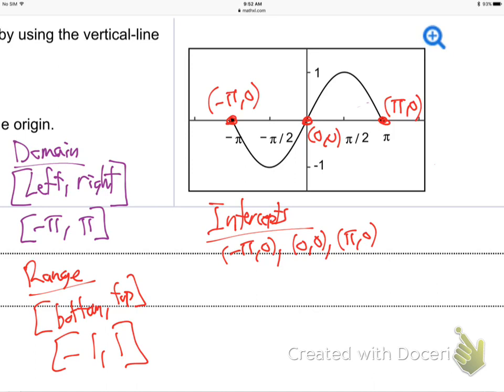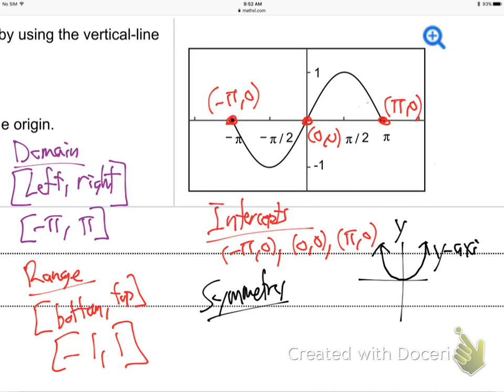And lastly, they talk about symmetry. What do they mean about symmetry? Okay, so let me just give you some examples of graphs with symmetry. If you have a U-shaped graph, here's the y-axis. That is y-axis symmetry, because it's the same on the two sides of the y-axis. Now, that's not what we have here. I'm just going to show you the 3 different kinds of symmetry. So there's that kind. What if you have a graph that goes like this?